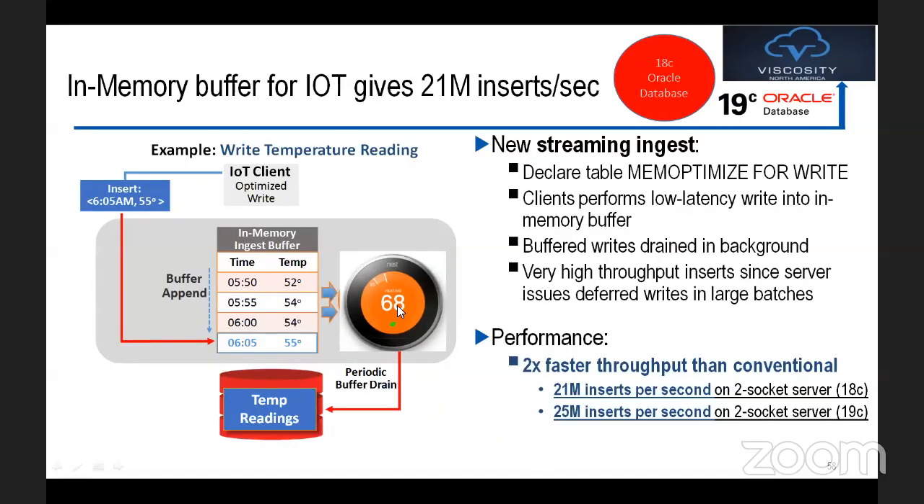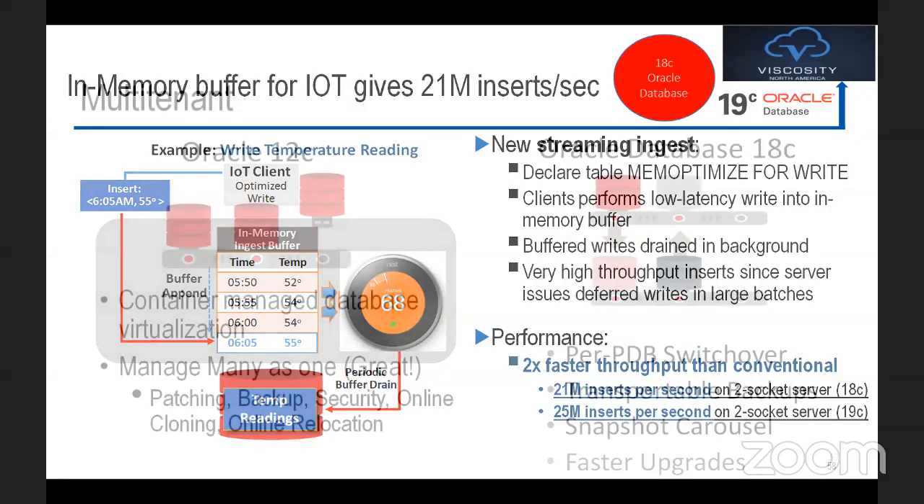So let's say I'm doing IoT where I have a thermostat and I'm taking measurements every fraction of a second. It uses these background drainers to drain all those calculations, where I can do in 18C 21 million inserts per second. 19C, it's now up to 25 million inserts per second. So as I look to IoT, an in-memory buffer for IoT really helps me.